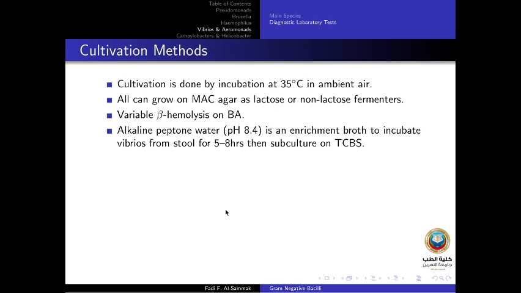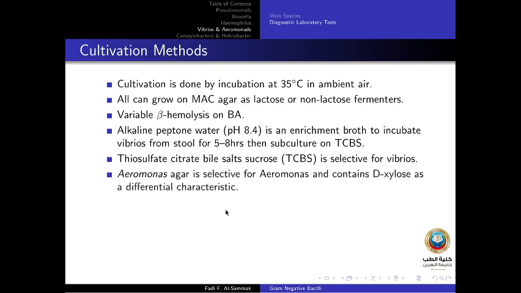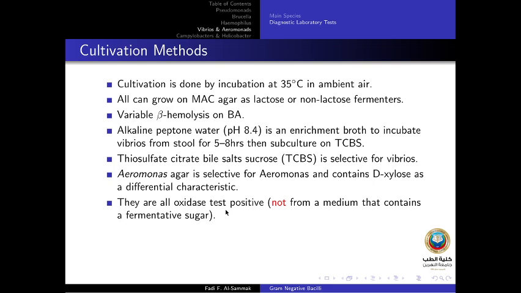This should be incubated for 5 to 8 hours from the stool specimen in this enrichment broth. After this enrichment, there will be selection for the group of favored microorganisms or desired pathogens while getting rid of all other normal flora. Then we can subculture on a selective medium like TCBS. Aeromonas agar is selective for Aeromonas and contains D-xylose as a differential characteristic.